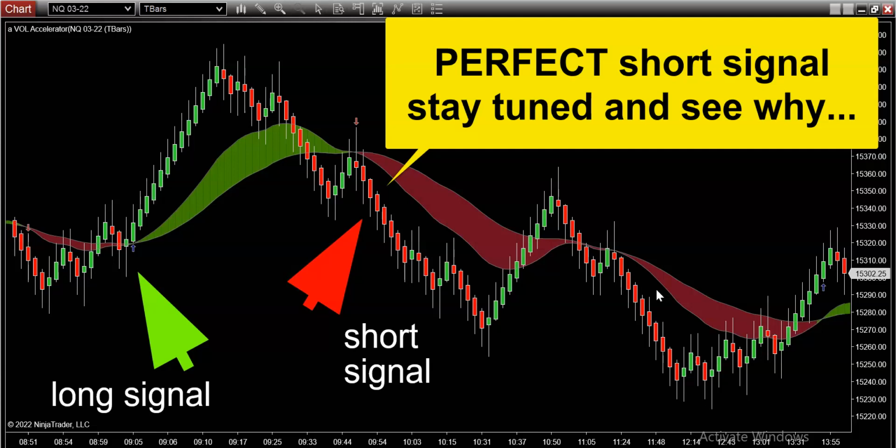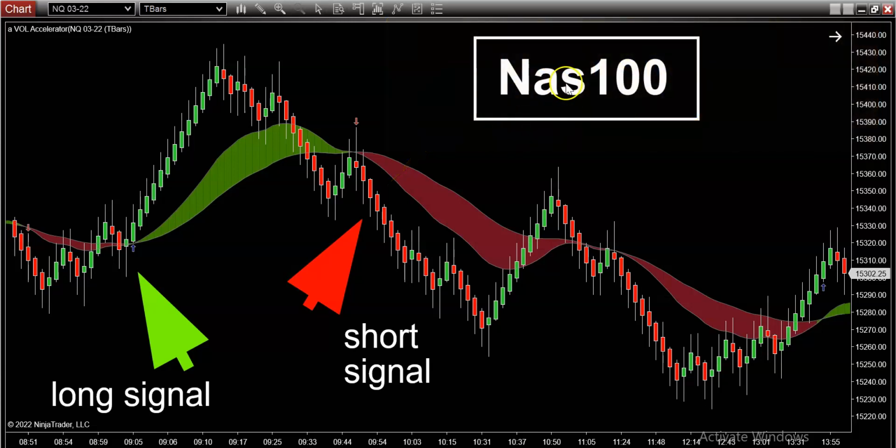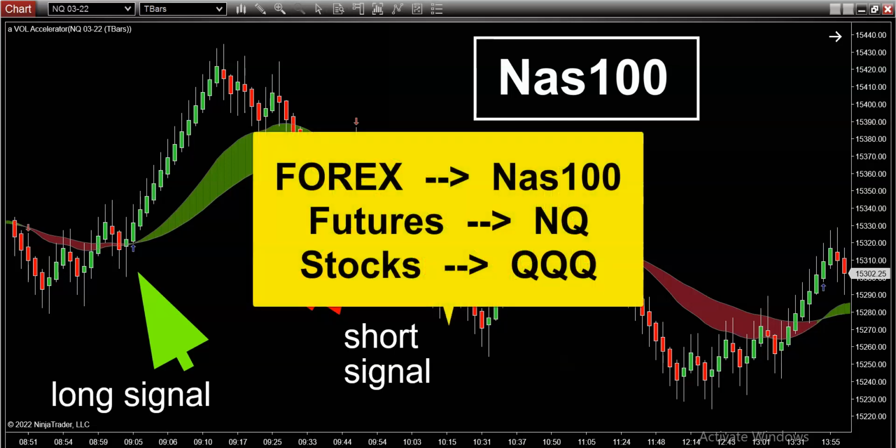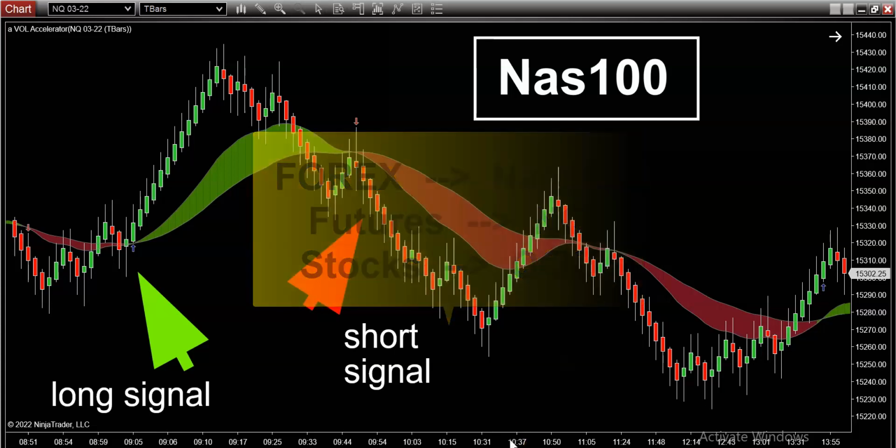But first things first, someone asked me today, why do I only focus on the NAS, or why have I lately been focusing on the NAS? And that's simple. Very simple, easy answer for you guys. Number one, you can trade the NASDAQ on any asset class. If you trade Forex, your symbol's NAS 100. If you trade futures, it's NQ. And if you trade stocks, it's QQQ, right?